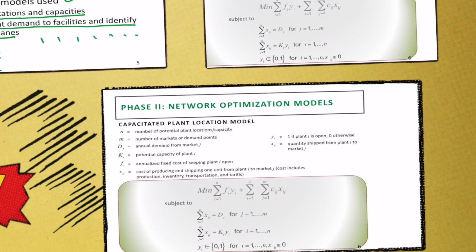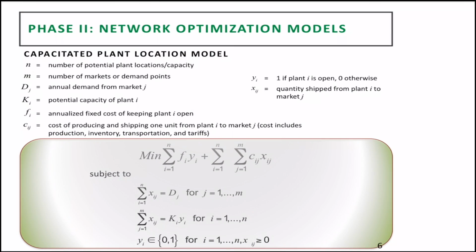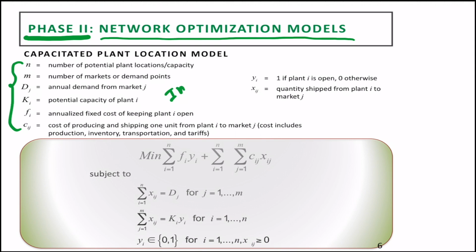So let's look at some mathematical models that can be used in various phases. In phase 2, we are defining the regional facility configuration. In this phase, network optimization models could be quite useful. One example of this model is given here. It's called Capacitated plant location model. So there are several inputs that are needed for this model. So these are the inputs and decision variables are given here.